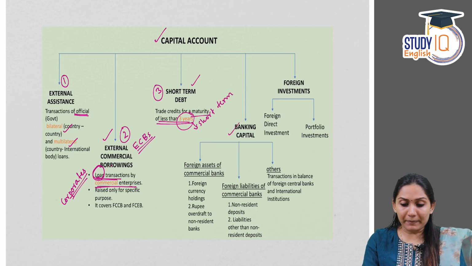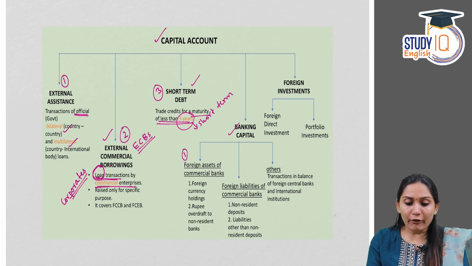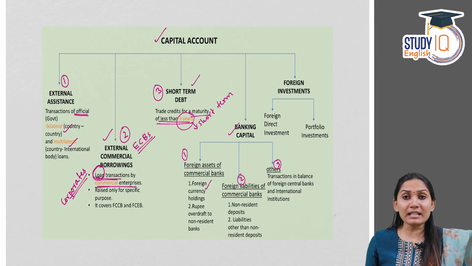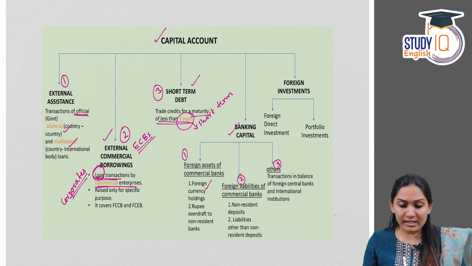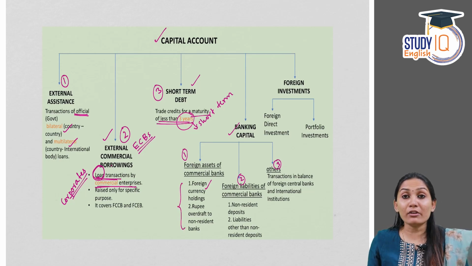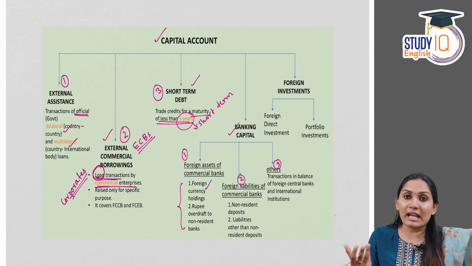Next is banking capital. Banking capital has 3 subcomponents. One is foreign assets of commercial banks, second is foreign liabilities of commercial banks, and third is other category. Now, coming to the foreign assets of commercial banks, it includes foreign currency holdings and rupee overdraft to non-resident banks. That is, the commercial banks operating within the country must be having some foreign assets.